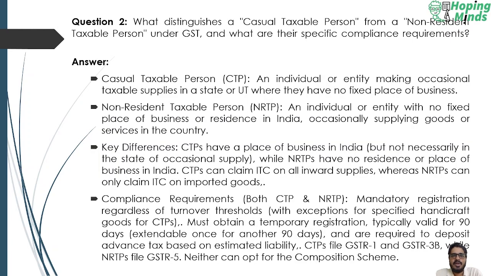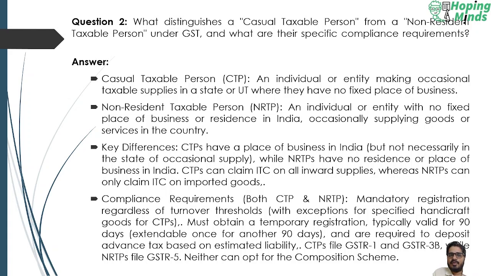Moving ahead, what distinguishes a casual taxable person from a non-resident taxable person under GST, and what are their specific compliance requirements? So, in order to understand the difference between the casual taxable person and a non-resident taxable person, it is important to first understand the meaning of casual taxable person and non-resident taxable person. So an individual or entity making occasional taxable supplies in a state or union territory where they have no fixed place of business is a casual taxable person.